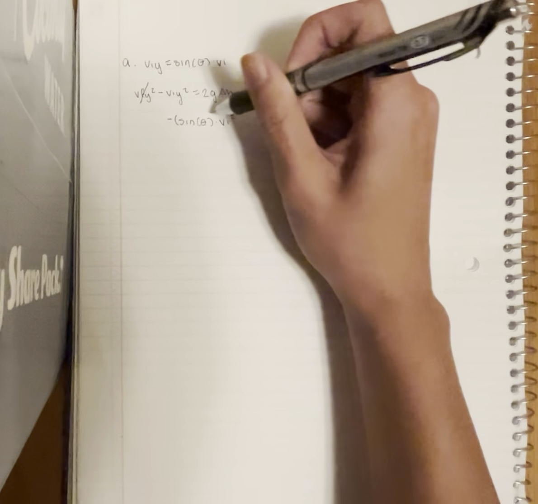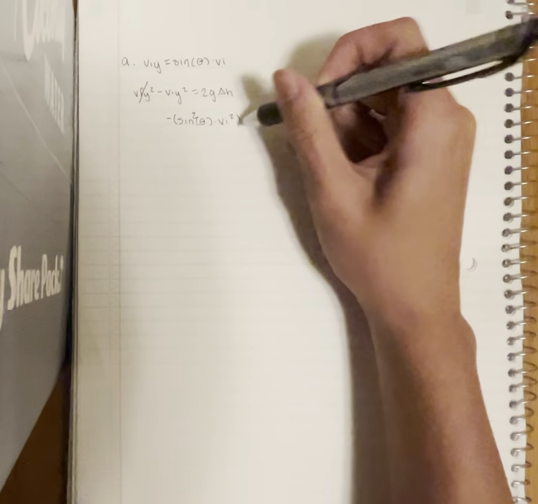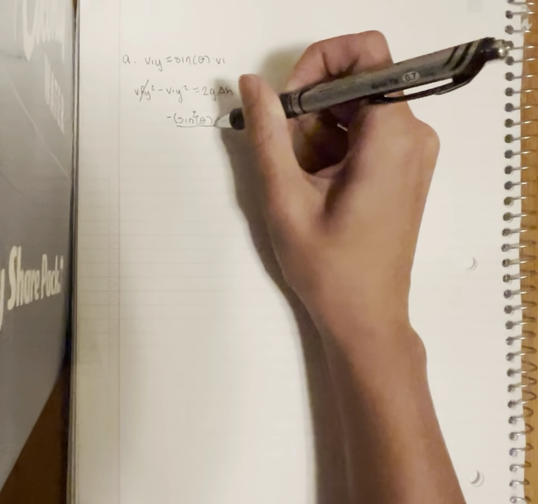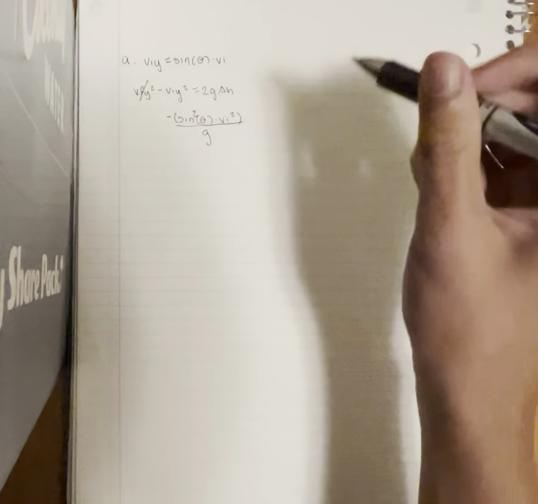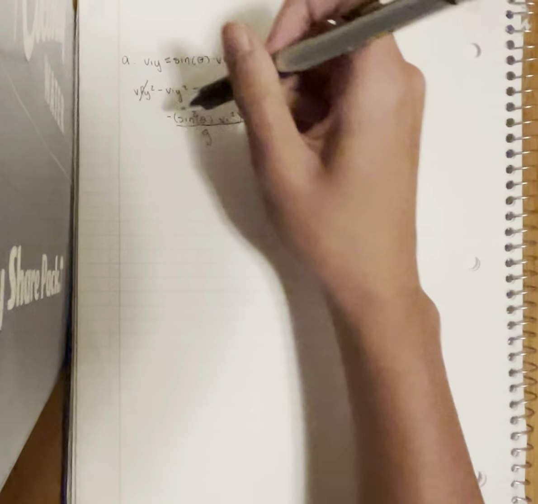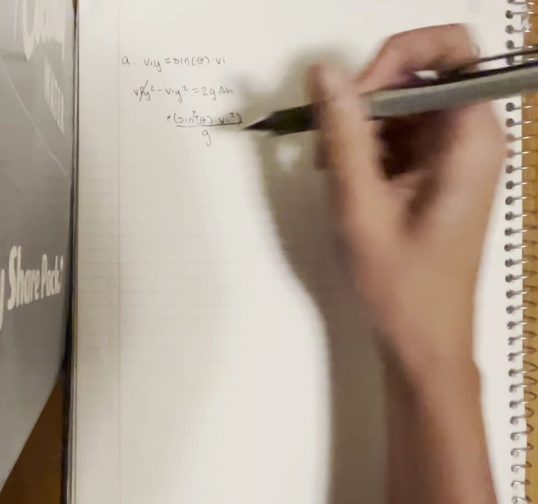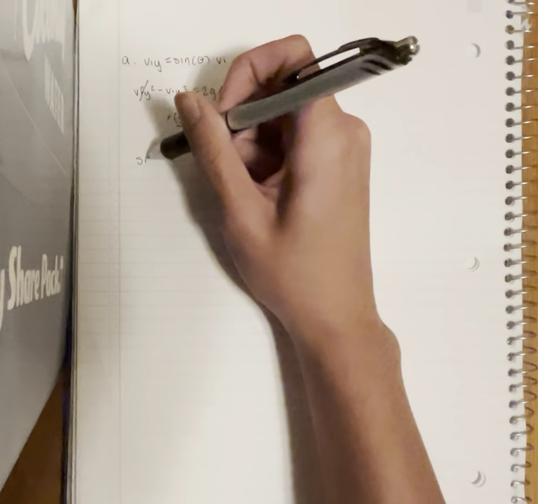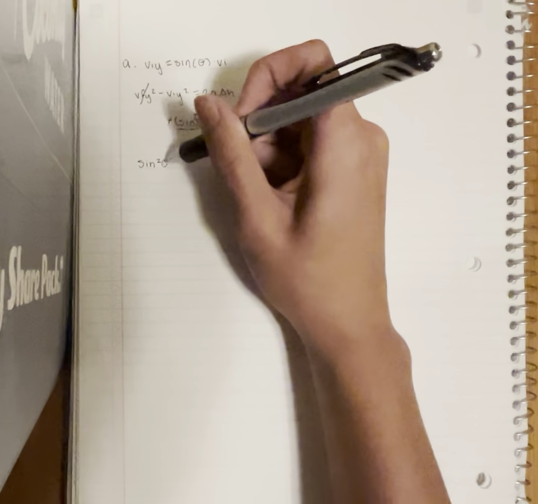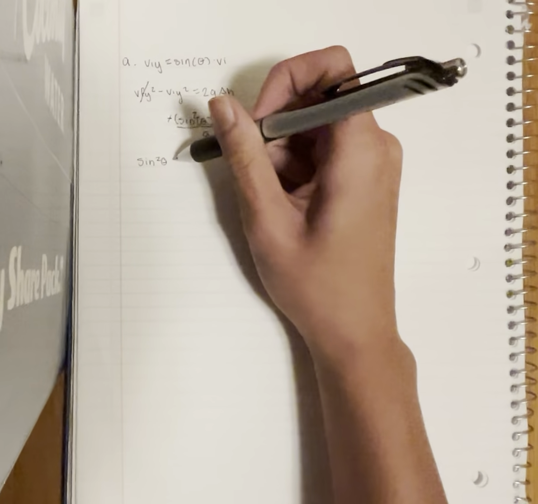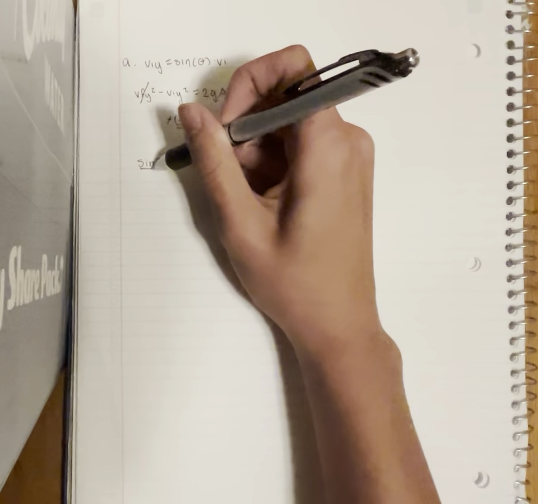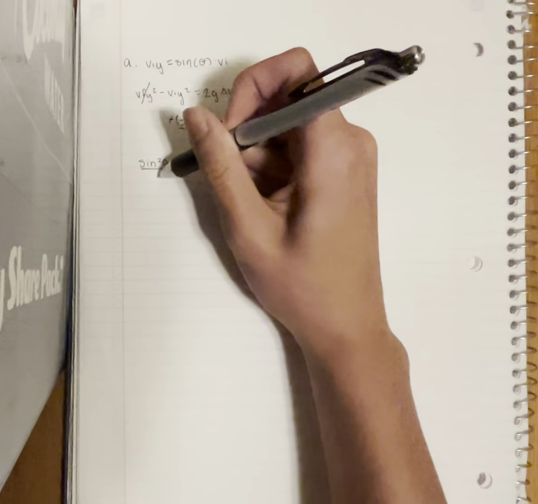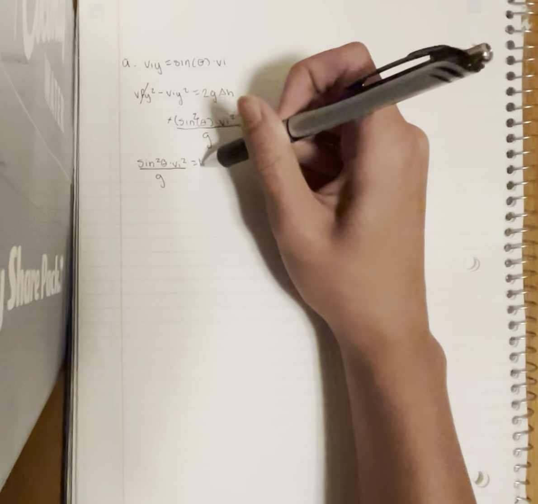vi, and then we can square both of them over g. The g cancels out the negative, so it becomes sine squared theta times vi squared over g is equal to h max.